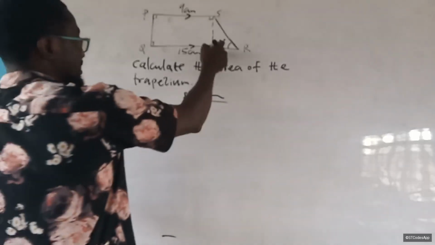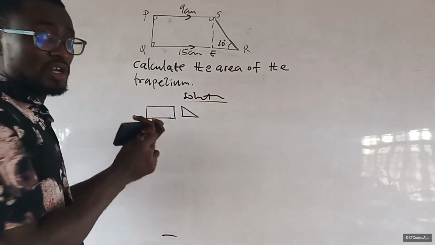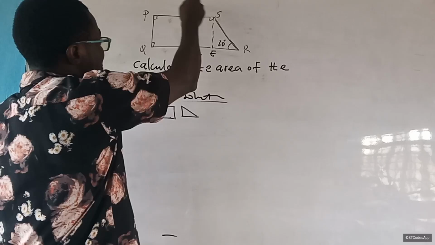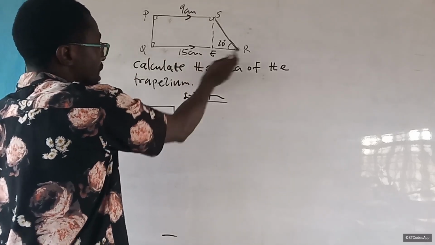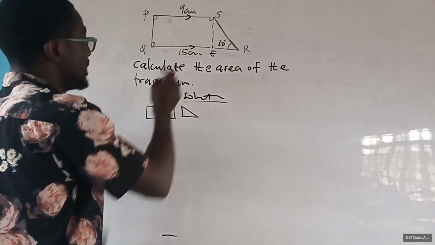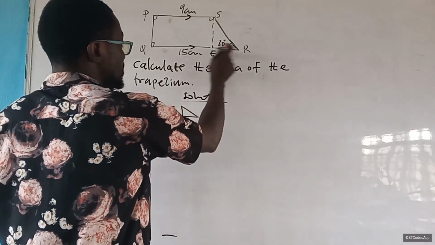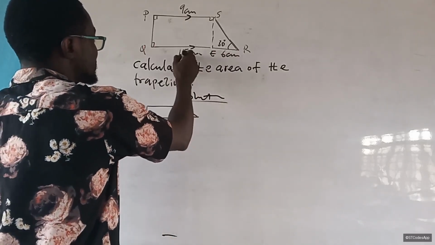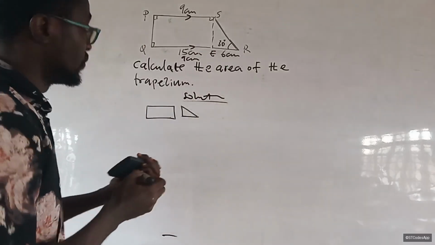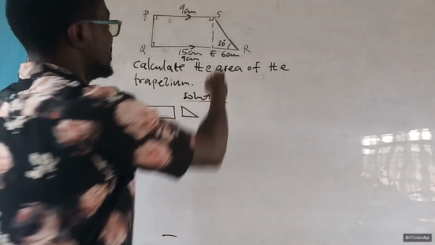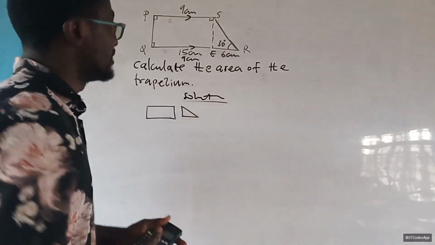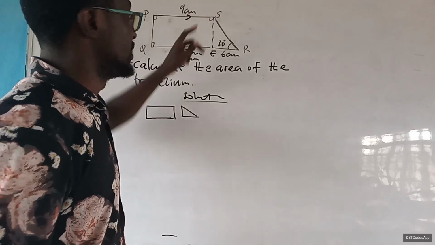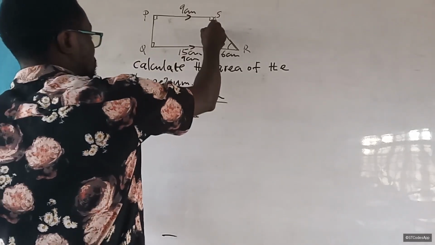Now, let's assign a letter here. Let's say here is E. Obviously, from Q to E will also be 9 centimeters. So if you subtract this 9 from the total length of QR, which is 16, we are going to have 6. So that means from E to R will be 6 centimeters, while from Q to E will be 9 centimeters. So from here now, we can bring out this section of the triangle so that, by relation in trigonometric ratio, we can find the height here. That is what we are looking for.